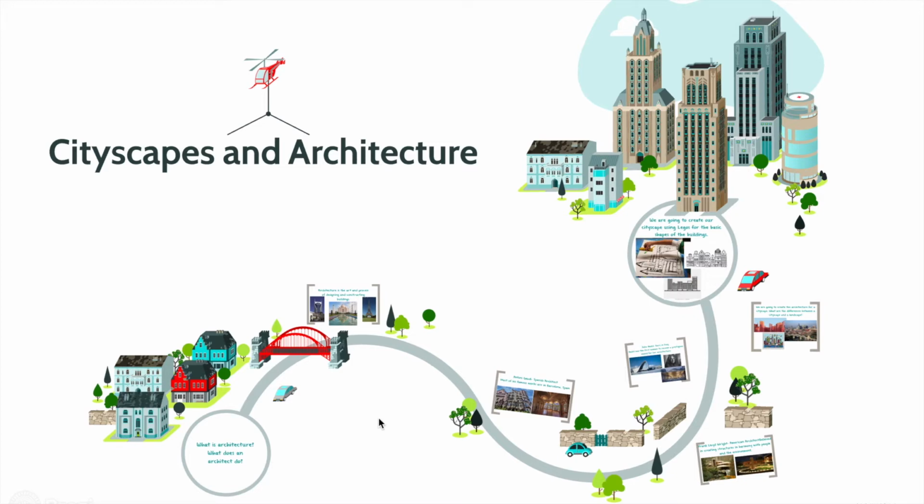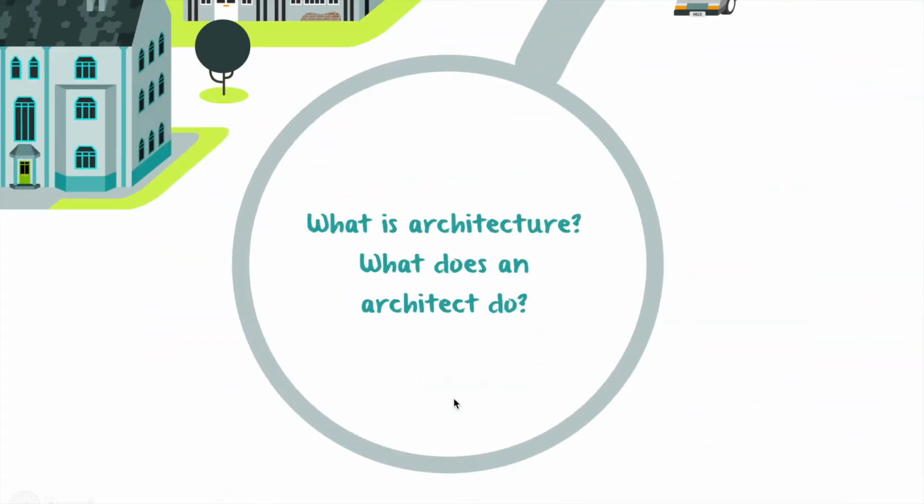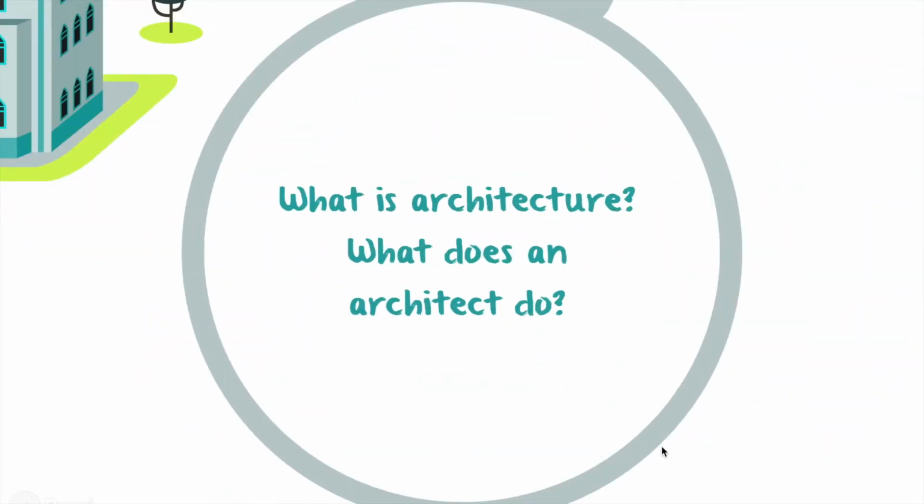Hello friends, today we're going to talk about cityscapes and architecture. To start, we need to talk about what is an architect? What is architecture? So, what does an architect do? An architect is someone who designs architecture.